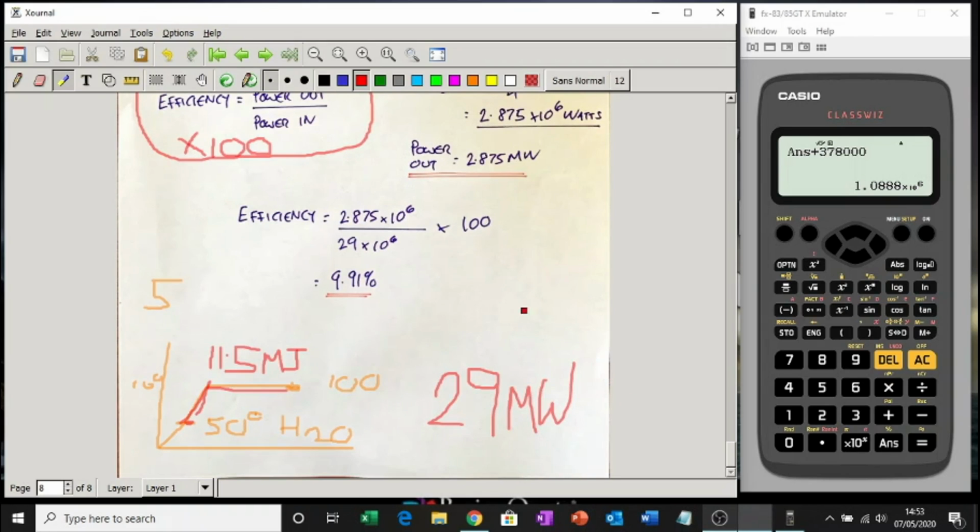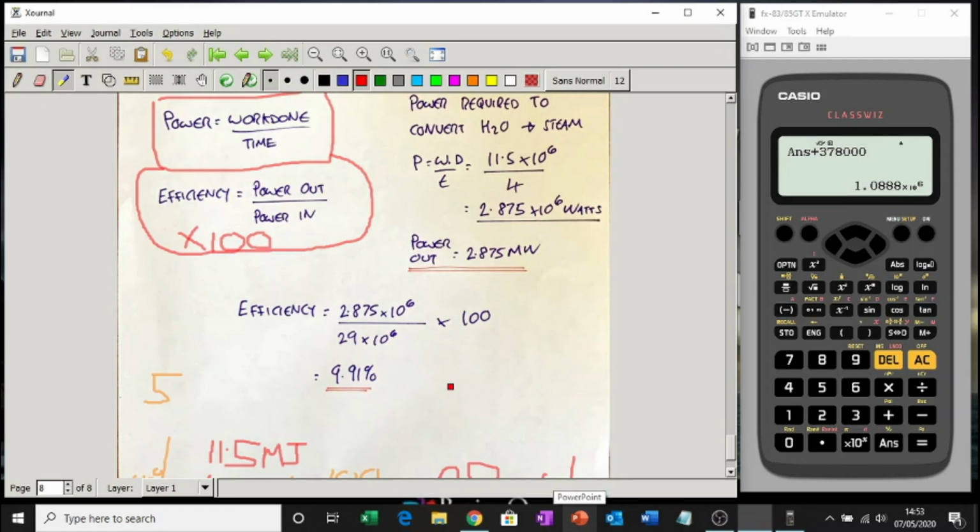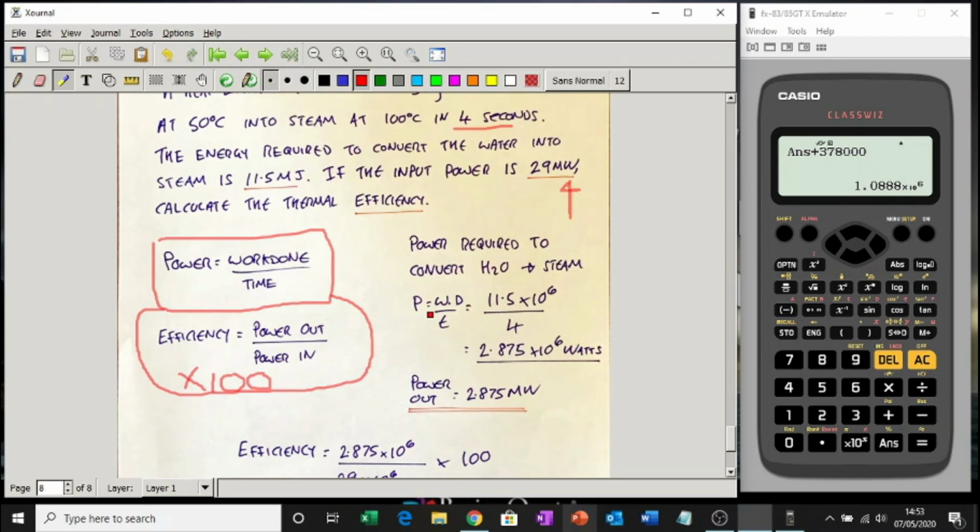Now, is it using all of that? Or is it using half of that? Or is it using whatever? I'll tell you there, look, that's the answer. So, we know that the power in is 29 megawatts. So what's the power out?